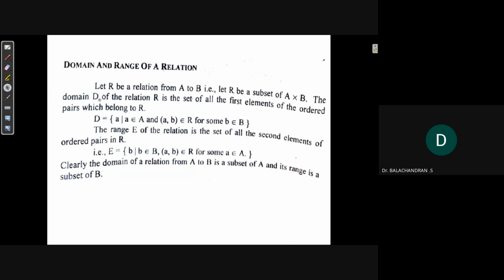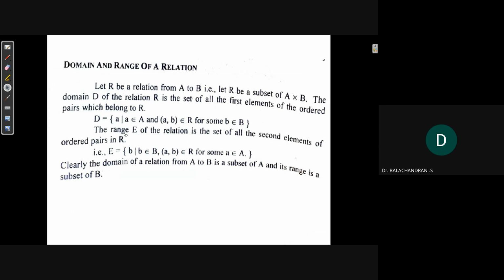The domain D of the relation R is the set of all first elements of the ordered pairs which belong to R. That means the domain, capital D, is equal to the set of all a such that a is in capital A and (a, b) belongs to R for some b in capital B. So the domain contains the first element of the ordered pair.